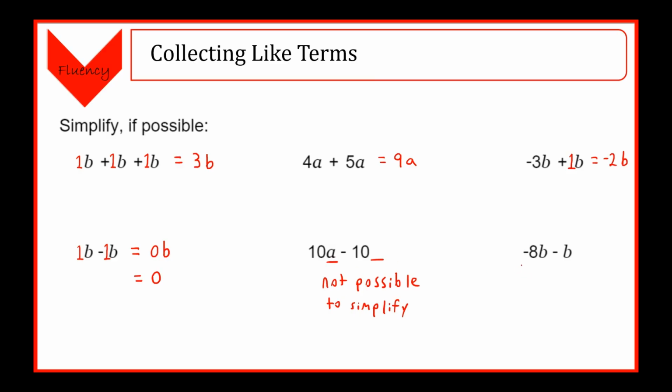Now for my final one, negative 8b minus b. Remember, there's an invisible 1 in front of the b here. So essentially I'm just doing negative 8 minus 1. This should just get me negative 9b. And if you're unsure how I'm getting negative 9 by computing negative 8 minus 1, you're going to have to do a review of your integers.